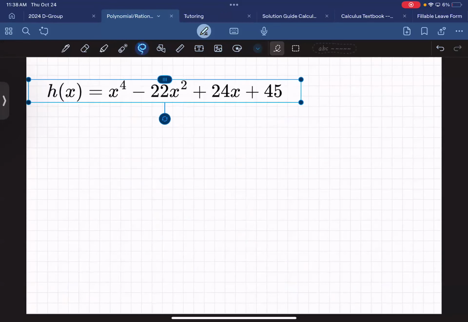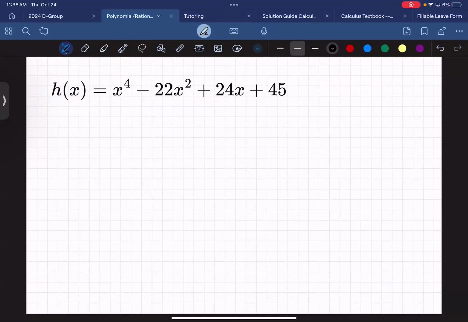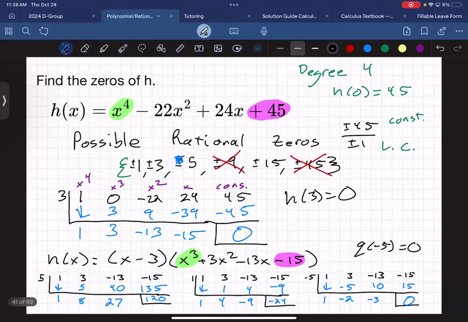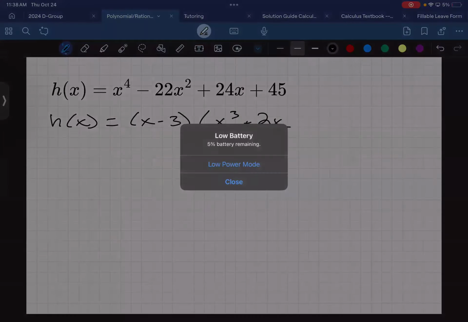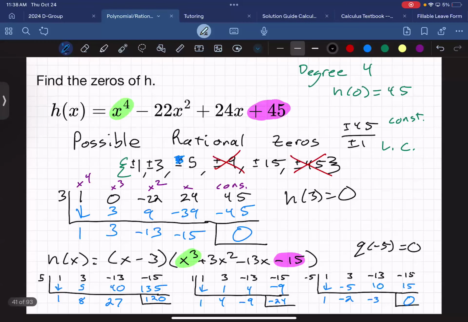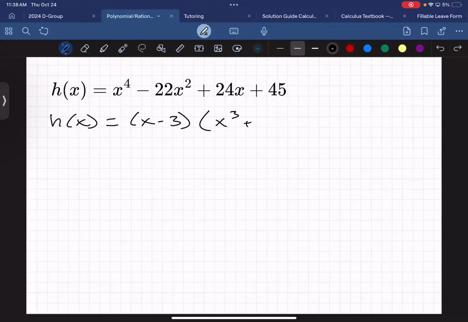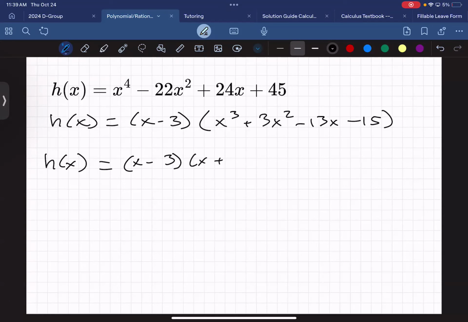What you want to do is make sure you keep track of what you found. So from our first division, we used what? 3. And we got x cubed plus 3x squared, sorry, minus 13x minus 15, correct? From that second one, we did -5, right? So we had the x minus 3, don't lose that, it's still there. -5 we'll write as x plus 5.